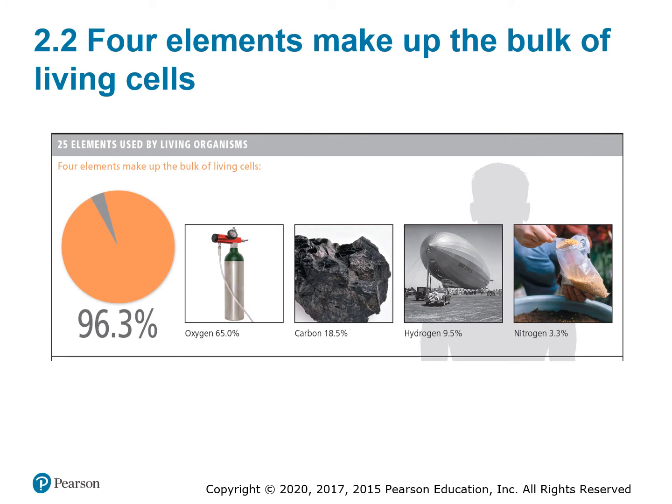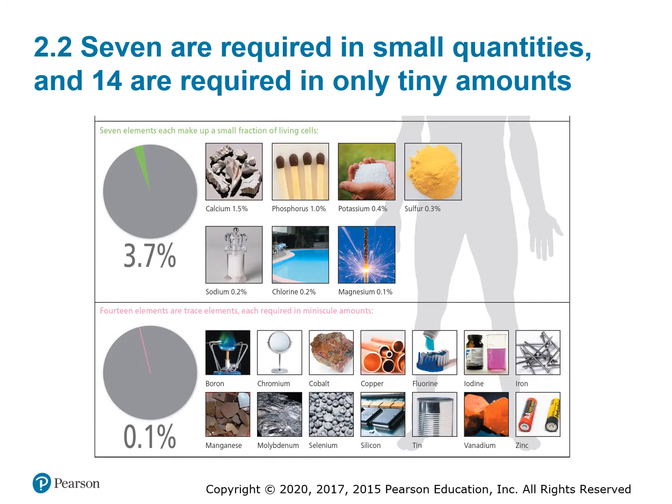For biology, I want you to think about the four elements that make up the bulk of living cells. These include oxygen, carbon, hydrogen, and nitrogen. There are also 7 other elements that are used or needed by the living body, but in tiny amounts.